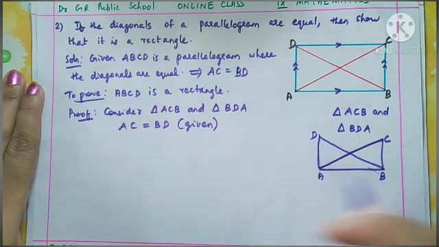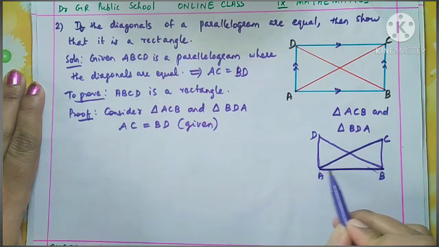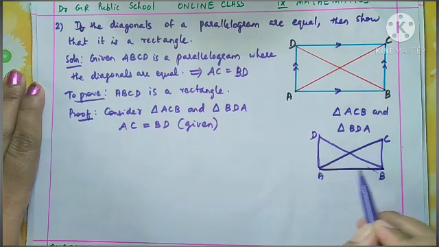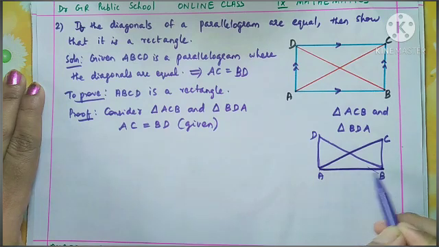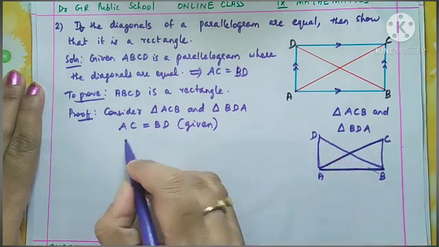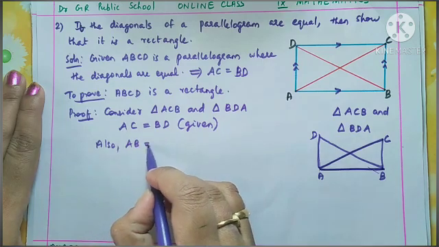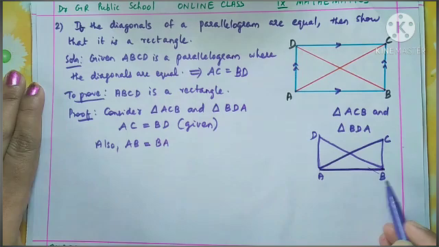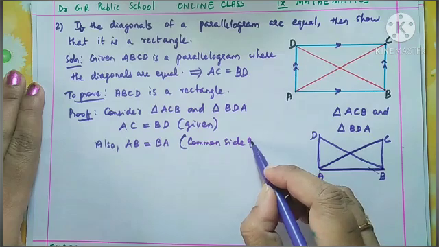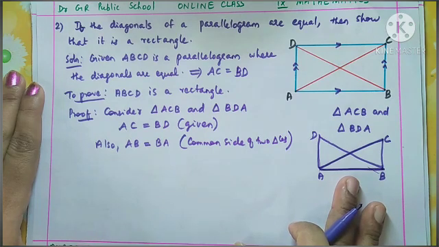Now what about this side? You see, this AB is a common side for these two triangles. In this triangle also AB is there. In this triangle also AB is there. So AB is a common side for both the triangles. So we got one more side. Also AB, you can write AB equal to BA or AB equal to AB, common side of two triangles.